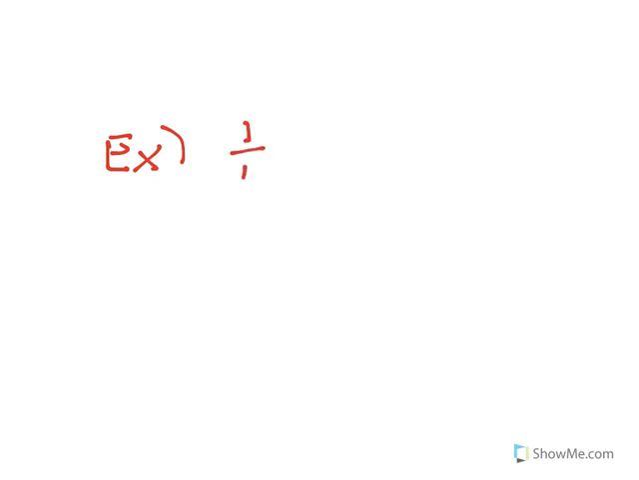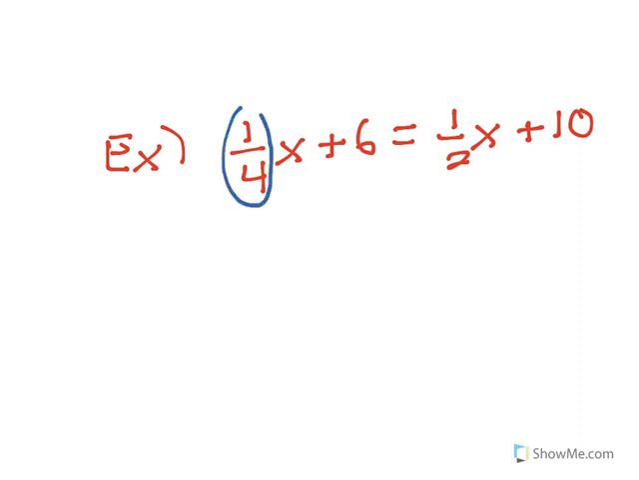All right, so this time I'm going to say 1/4 x plus 6 equals 1/2 x plus 10. So the first thing I want you to do is take a look at our fractions. In this case, we have 2 of them. We have 1/4 and we have 1/2. And we're going to look at our denominators. Those are the numbers in the bottom, 4 and 2.